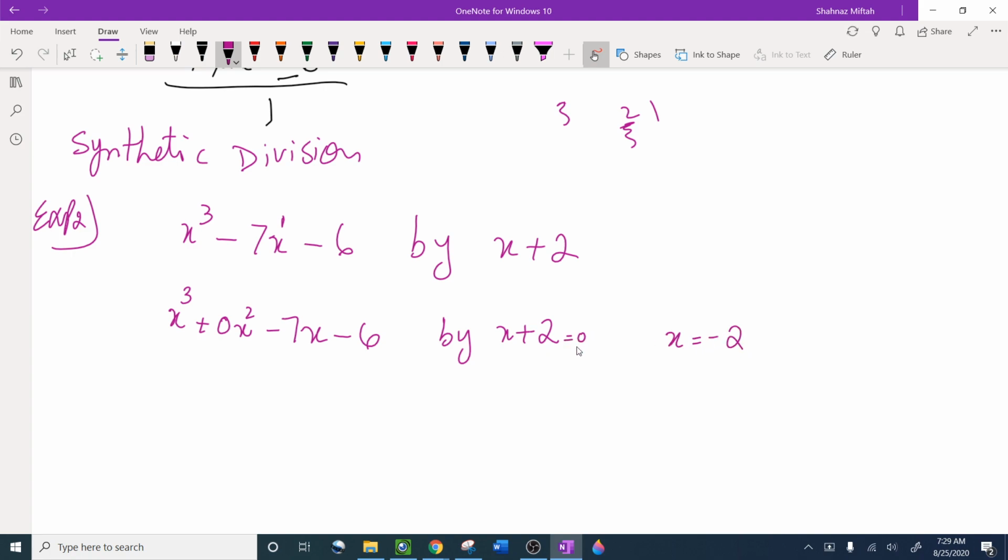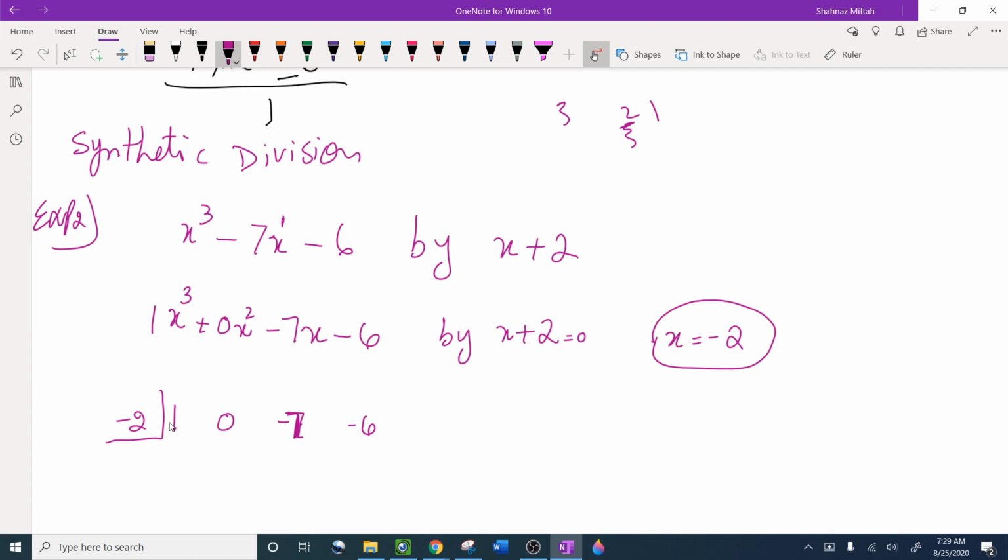You make this equal 0, and then negative 2 goes there. So you're dividing by negative 2. And you are not taking all the terms, including x's. You only take their coefficients. For example, the coefficient of this is, we know, 1. Coefficient of that is 0. Coefficient of this is negative 7. The last one is just a constant, so it's negative 6. So you just pick all the numbers, not the terms. And I am dividing by negative 2.